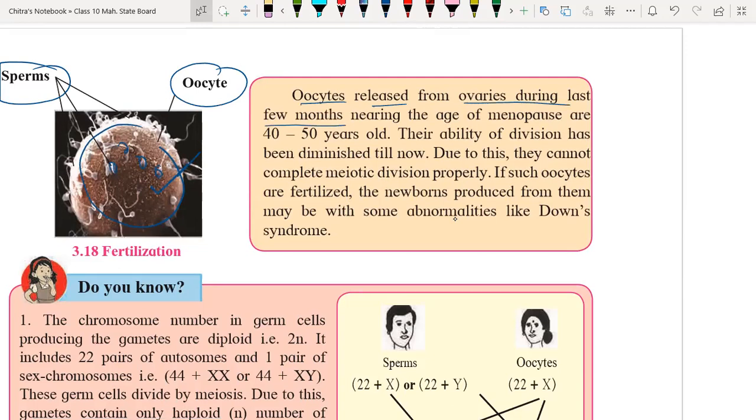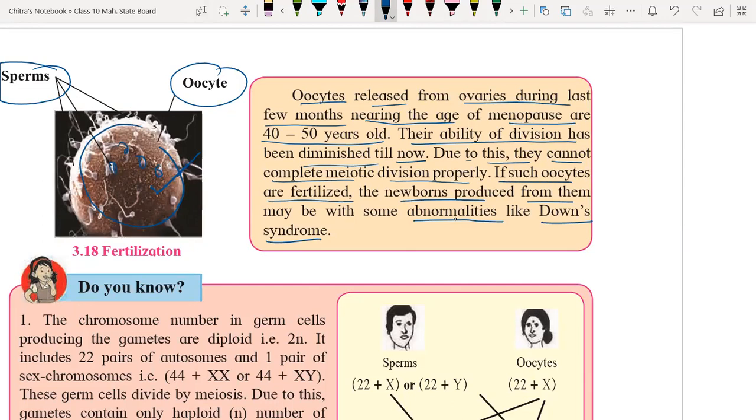In the last few months nearing the age of menopause, around 40 to 55 years old, their ability of division has diminished. Due to this, they cannot complete the mitotic division properly. If after the age of 45 to 50 such eggs are released and get fertilized, the newborn baby will have some abnormalities in their body, and it may cause Down syndrome.